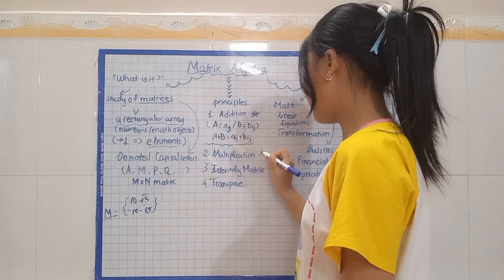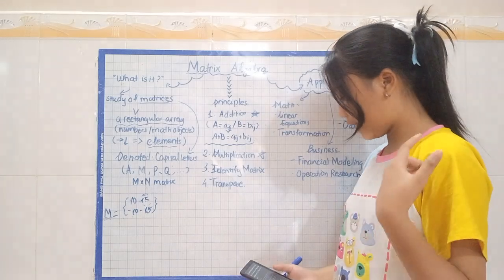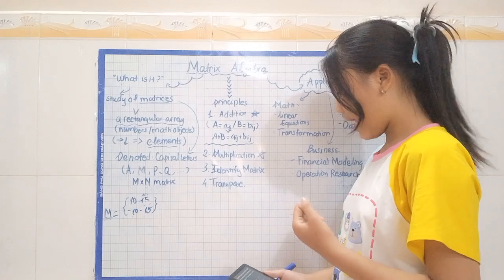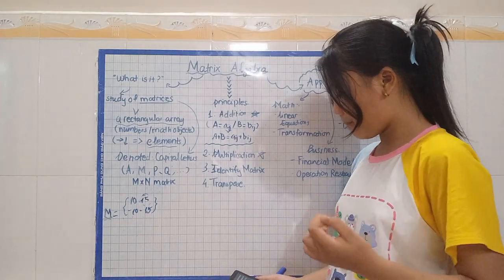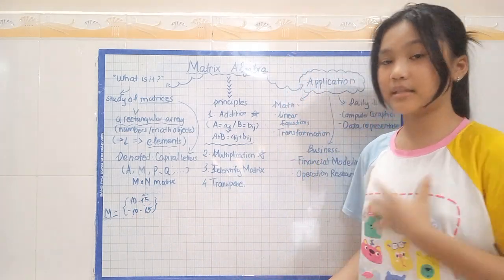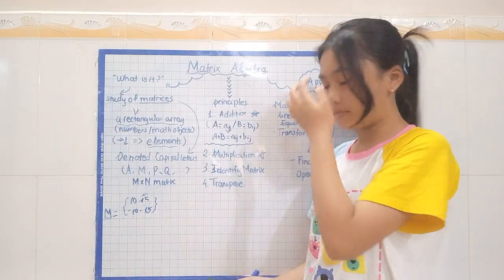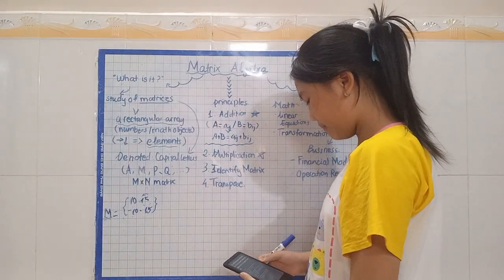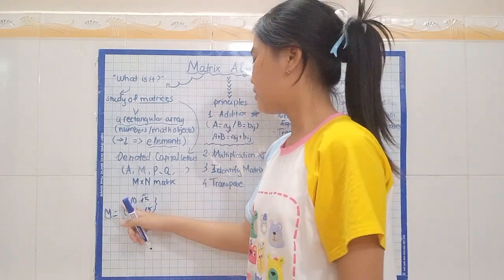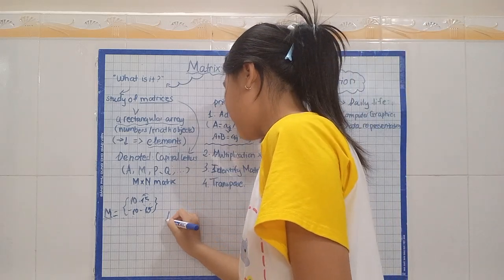Next we have multiplication. Multiplication is basically just like addition, but a little bit more complex. When you're multiplying two matrices, it is defined when the number of columns of the first matrix is the same as the number of rows of the other matrix. So what do I mean here? Let's say here is our first matrix. It has 2 rows and 2 columns. Let me write out another matrix, matrix N.